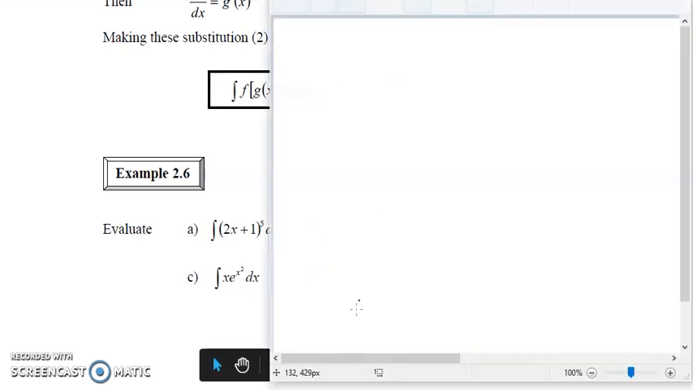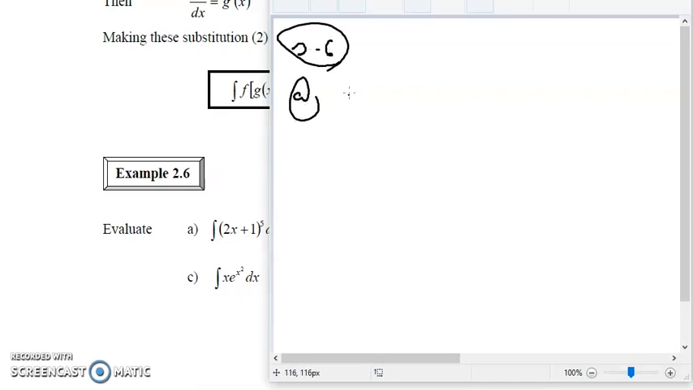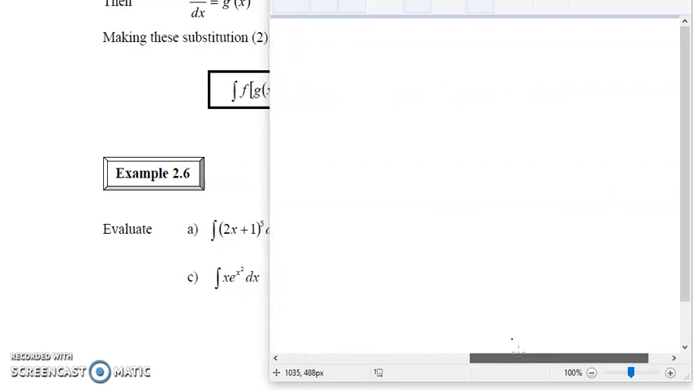So if you look here, example 2.6 already has a solution. Example 2.6 is for question A. By looking over there, you will have (2x + 1) power of 5 with respect to x. In this case, what can you do for the integration? First, you must make sure whether we can integrate directly before we proceed to the substitution technique.